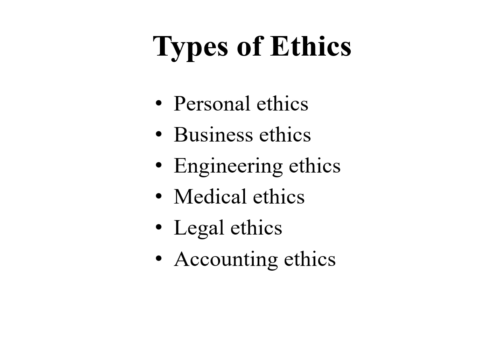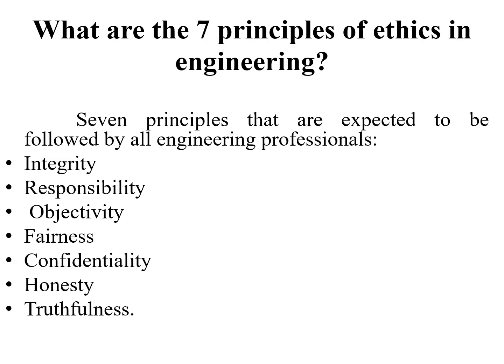There are some principles of engineering ethics, especially professional ethics, explained in this paper for engineering undergraduate students. There are seven principles followed under engineering ethics. The first ones are integrity and responsibility, objectivity, fairness, confidentiality, and honesty and truthfulness. These characteristics were already discussed in the previous slides.